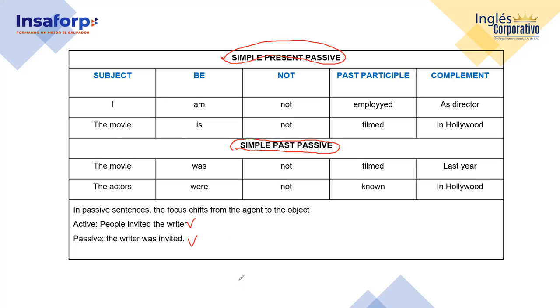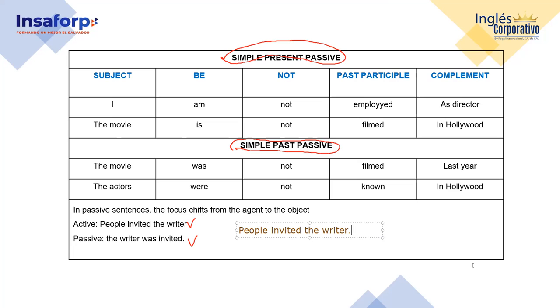They are taken from the same message. For example, I say, people invited the writer. People invited the writer. If we analyze the structure, when I'm saying people, invited, the writer, I need to understand the structure to identify that this is active voice.